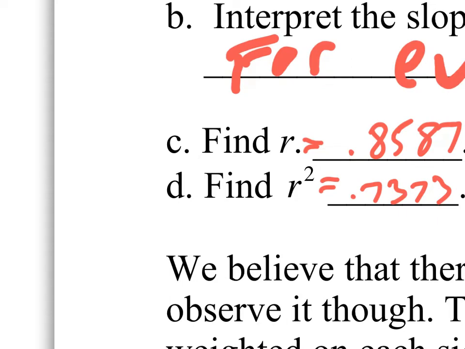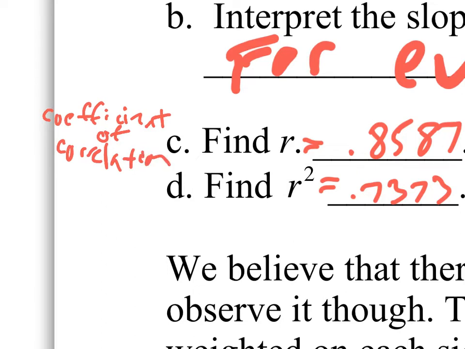Does anybody in here remember what R was called? Give us a hint. It has two words. The first word starts with a C. Coefficient? Yes. And the second word also starts with a C. What does R tell us? Confidence? No. Correlation. There it is, Caitlin.